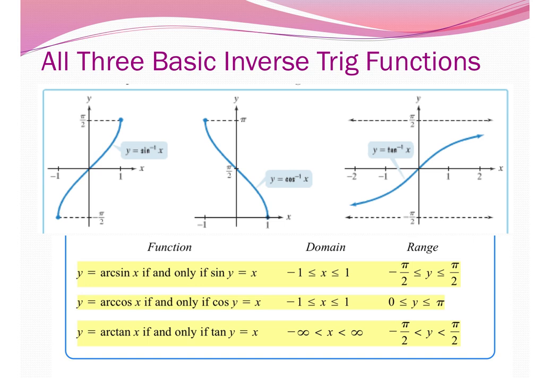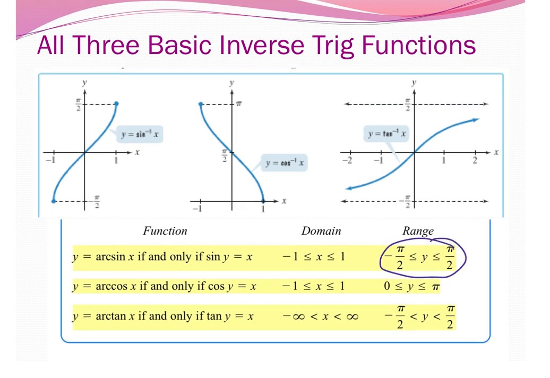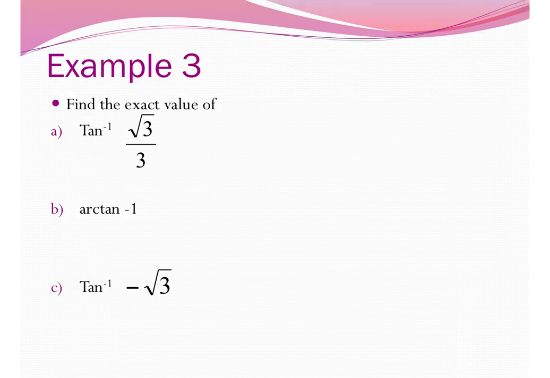So if you could just learn those 7 values of tangent, then you can get to these answers. All right, all 3 are on this slide. So as a recap, sine, we're going from negative pi over 2 to positive pi over 2. Cosine, we're going from 0 to pi, and tan, we're going from negative pi over 2 to positive pi over 2, but we don't include those two because they would be undefined.